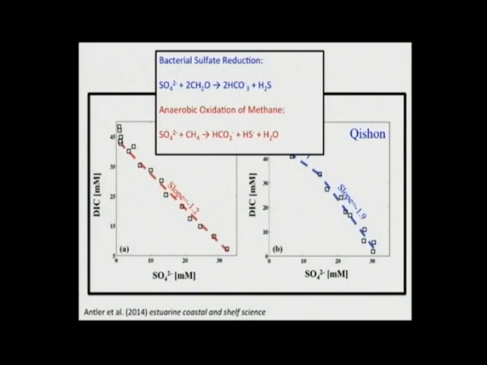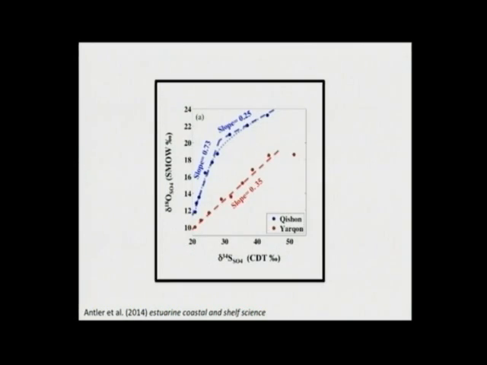And in anaerobic methane oxidation, we have a stoichiometry of 1:1, which fits what we see in the Kishon. So basically, although in these two estuaries we see similar profiles of sulfate, the process by which sulfate is being reduced is completely different. In one of them, the dominant process is anaerobic methane oxidation, and in the other, the dominant process is bacterial sulfate reduction. And when we look at the isotopes, the oxygen versus the sulfur isotopes, we see that they are completely different. And in the Kishon, we are getting a slope that is almost twice as high as in the Archon.